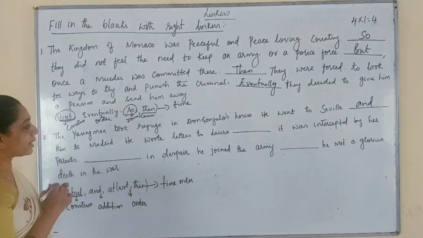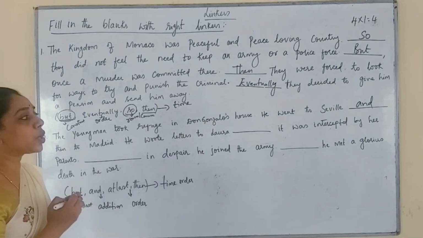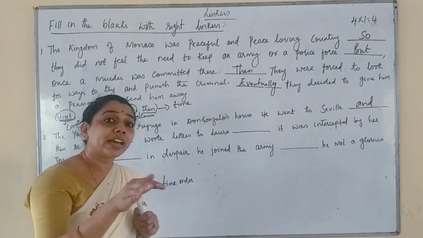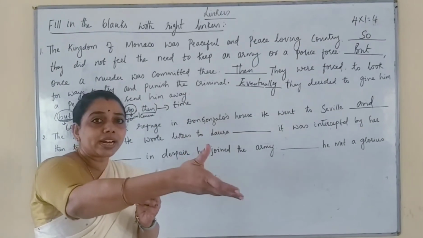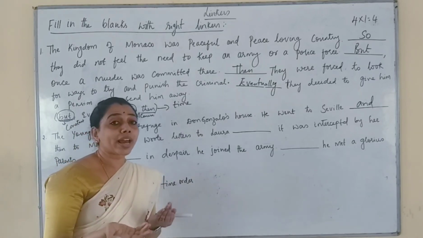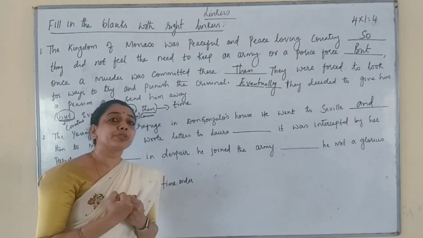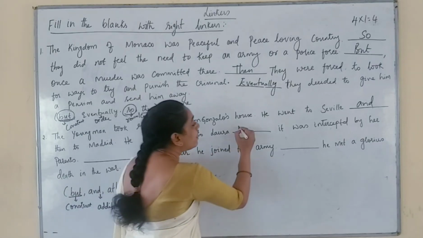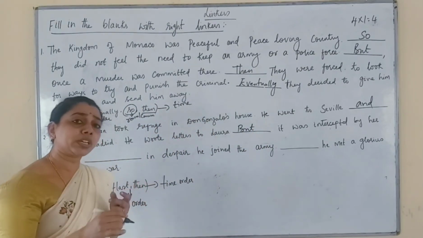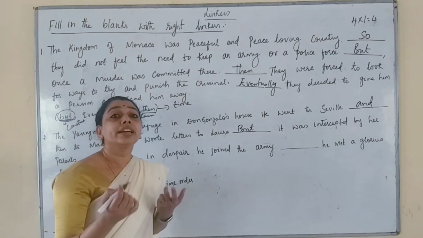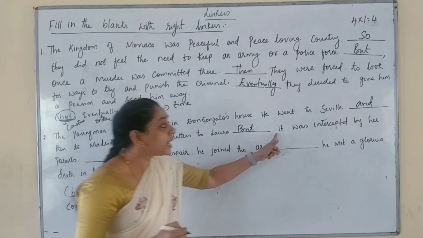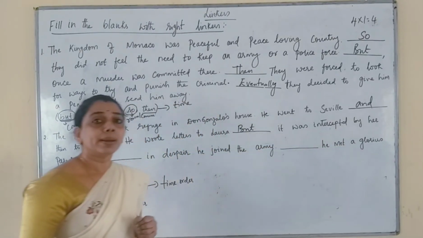And then to Madrid, he wrote letters to Laura. He wrote letters, but the result was opposite. Did the letters reach her? No. So what actually happened? It was intercepted by her parents. But, what is but? Contrast. He wrote a letter to Laura, but it did not reach Laura. Why? Because it was intercepted by her parents.